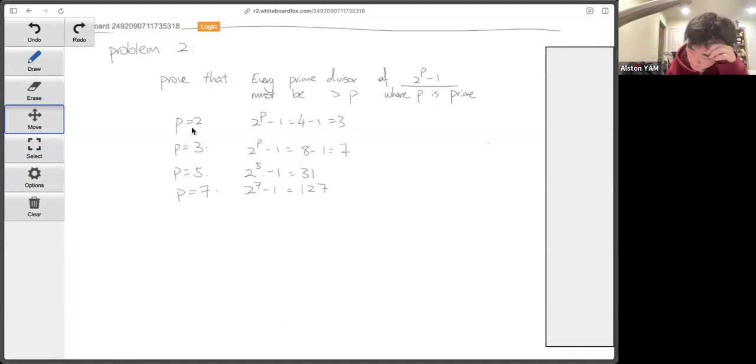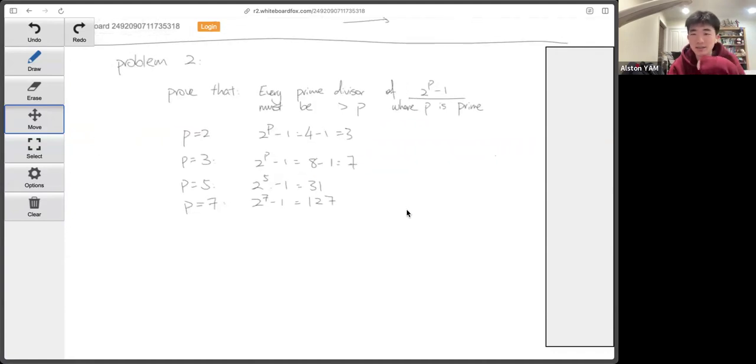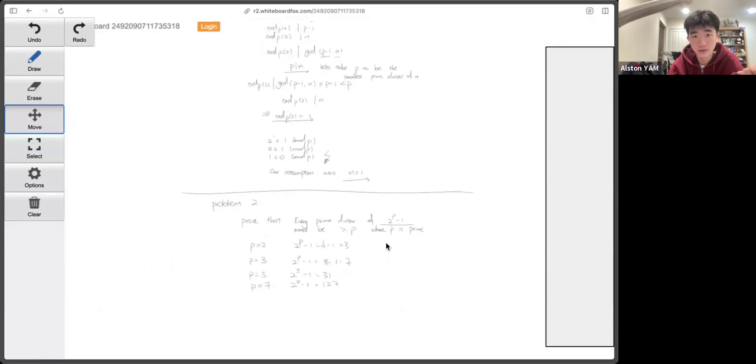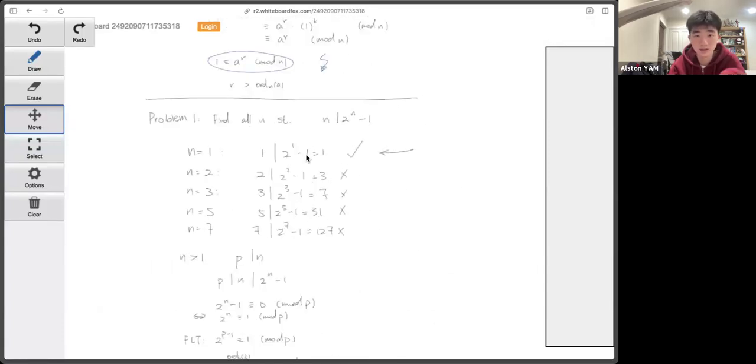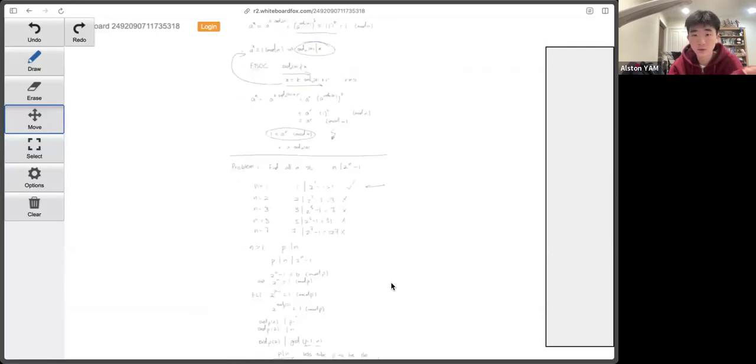For 127, I actually don't know if it's prime or not. Let's see. Okay, 127 turns out to still be a prime. But anyways, the point is that the problem should be true if you try the small cases, though in this case they don't tell you that much. Whereas in the previous problem, trying the small cases immediately gave you one solution, and everything after it just didn't work. This problem isn't like that.